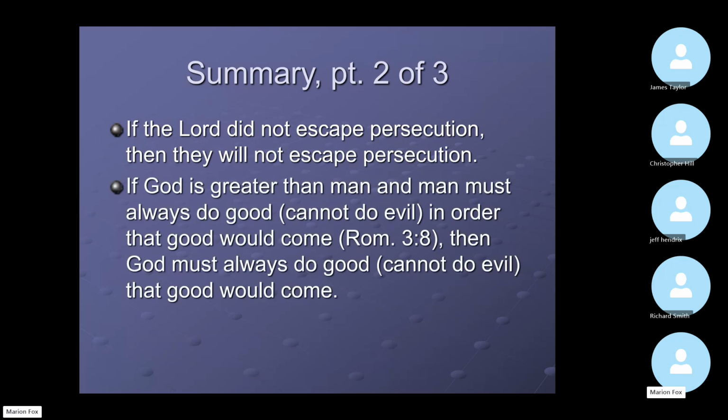God is greater than man, and God must always do good. Now, we cannot do evil in order that good may come. And God must always do good. He cannot do evil that good may come. So if God cannot do evil that good may come, man must not do evil that good may come as well.